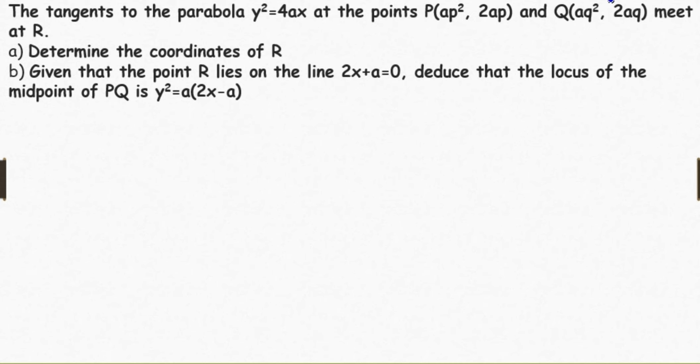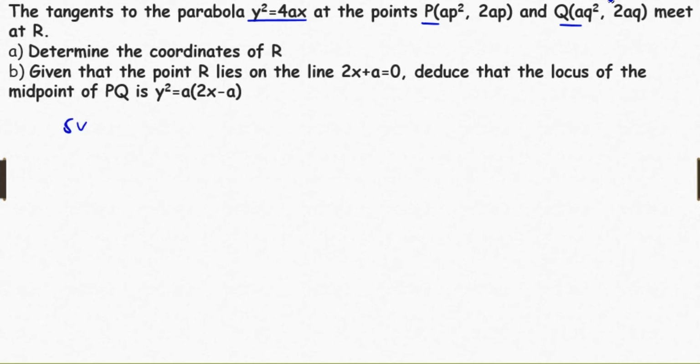Hello everyone, let's solve this problem. The tangents to the parabola y squared equals 4ax at the points P and Q meet at R. Part A. Determine the coordinates of R.